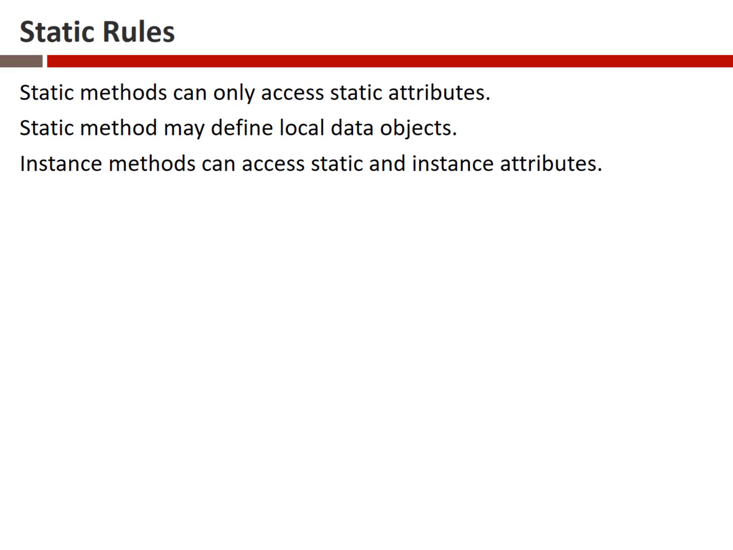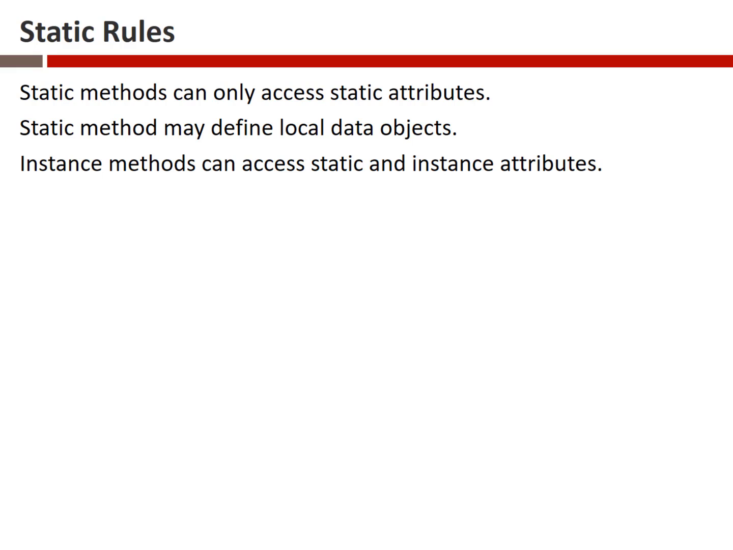And if you think about that for a moment, it makes sense. Instance attributes only get created when we create an object. Well, the whole point of having static things is I don't have to create objects to use them. So a static method, of which the class constructor would obviously be an example, can only reference attributes that are themselves static. It can create its own local data if it needs to, but it cannot reference traditional attributes or instance attributes.